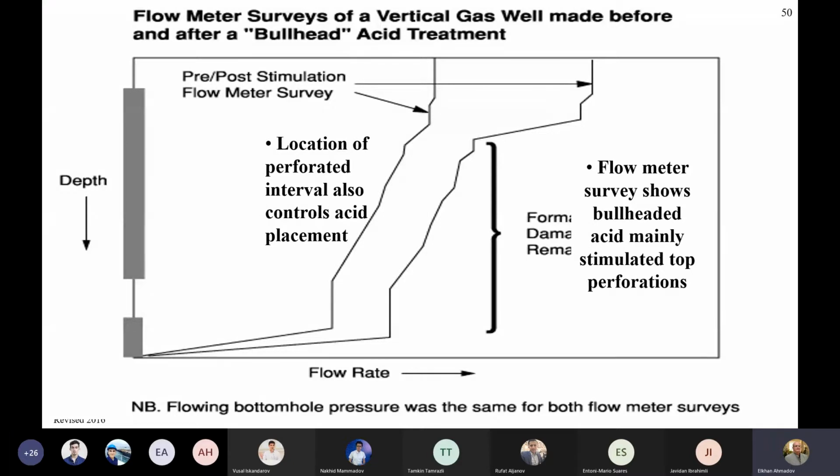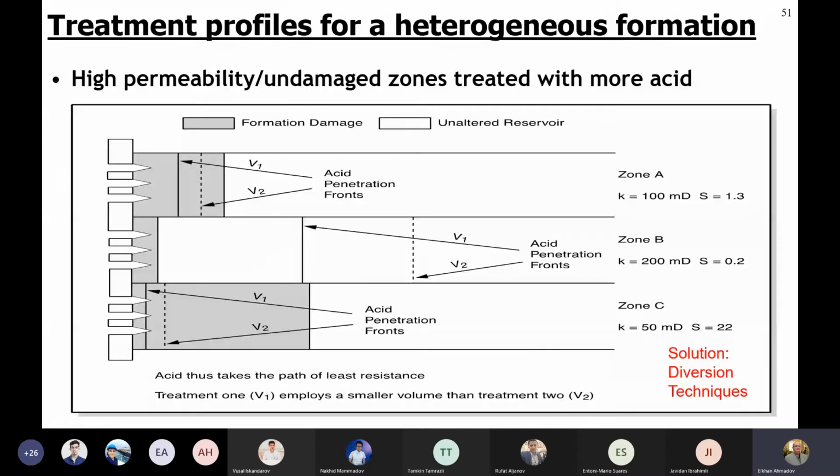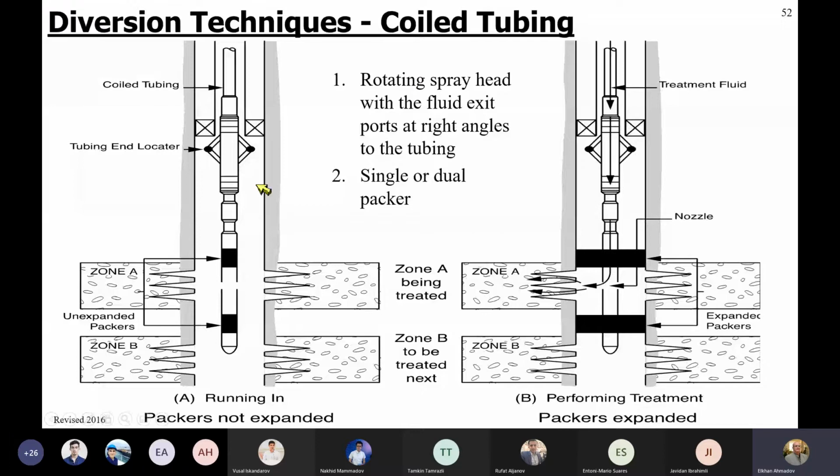We've learned some diversion techniques when we use a coil tubing with the spray head diverting fluid into required angles, and using the packers to make sure that we inject the acid into the required or designed zone, and then change the packer location and inject into the next zone.